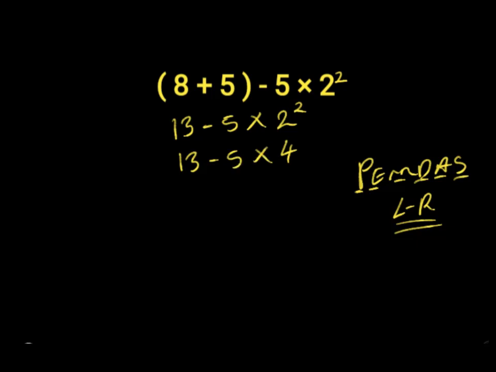Now we have a subtraction and a multiplication. We are going to work with our multiplication first because it comes first before subtraction. 5 times 4 will give us 20. Then we have 13 minus 20. 13 minus 20 will give us negative 7. Negative 7 is the right answer to this question.